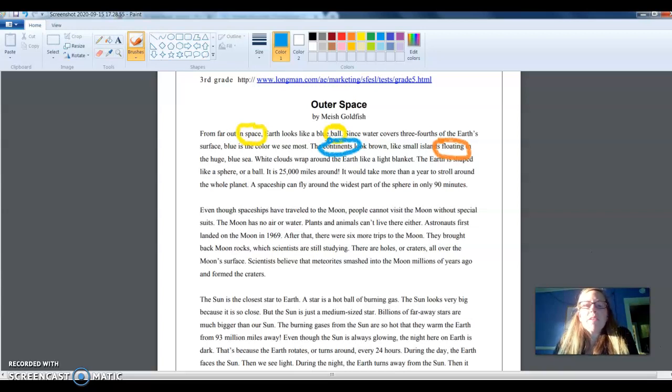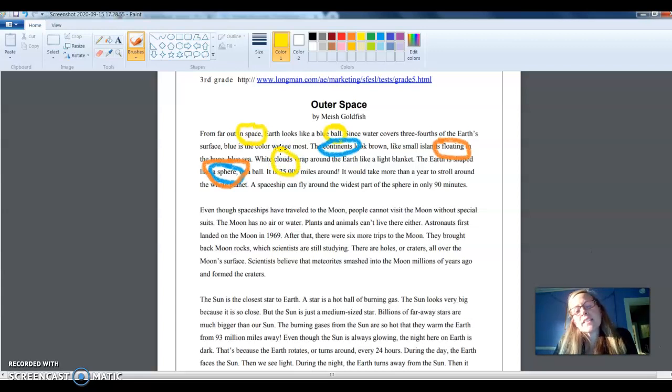"While clouds wrap around the earth like a light blanket, the earth is shaped like a sphere." Sphere could be a tier three word because it's very specific, or you might make an argument that it could also be a tier two word. And a word like cloud would be a tier one word. It's a word that comes up often.